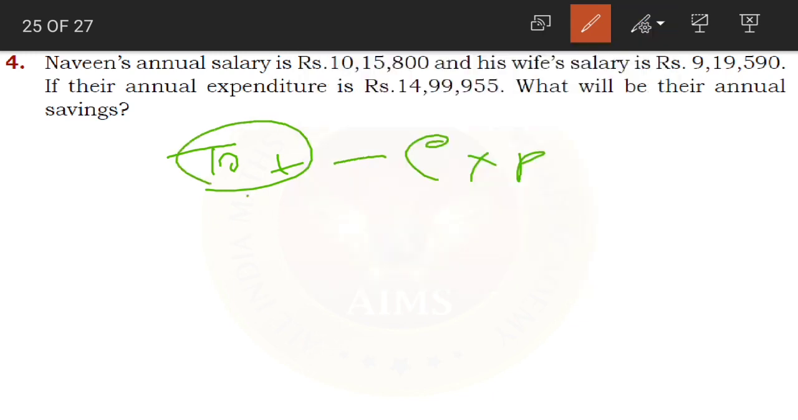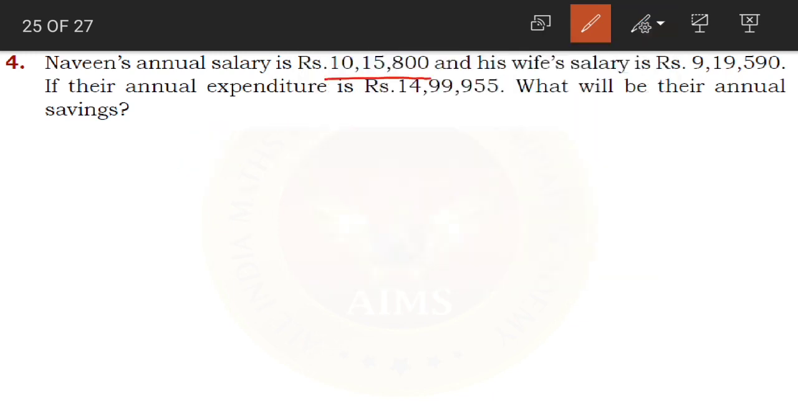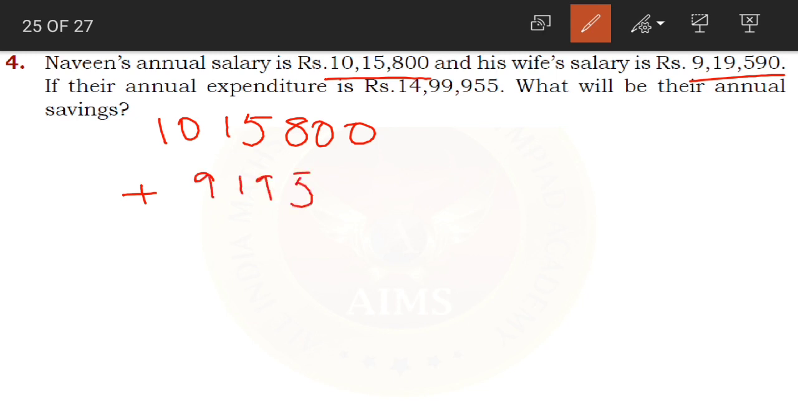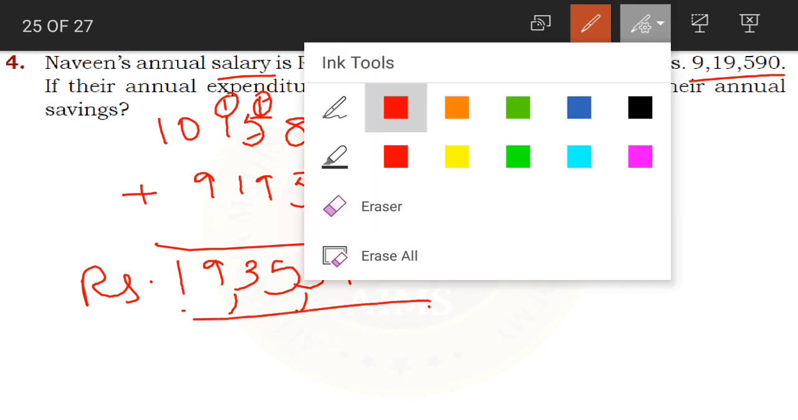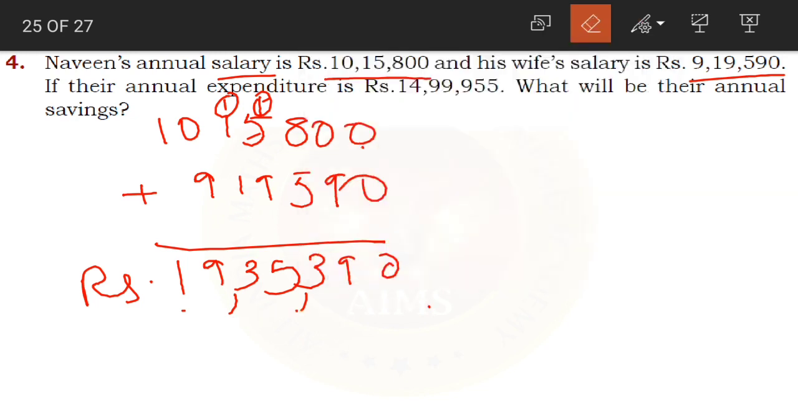First, let us find out the total amount, that is the total salary. 10 lakhs 15,800 plus 9 lakh 19,590. 0, 9, 3, 1 carried, 1 plus 5, 6, 6 plus 9, 15, 1 carried, 3, 9, 1. What is the total income, children? Total salary received is 19,35,390. Now from that, let us subtract our expenses.